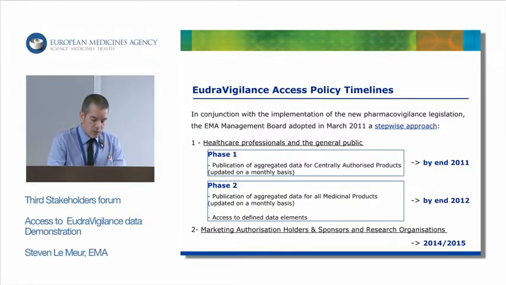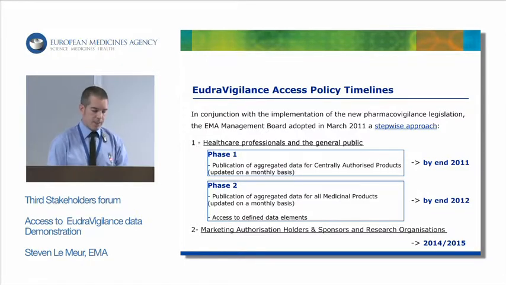I can just say a short word on step two, which is the implementation for marketing authorization holders, sponsors, and research organizations, who will have access to the data warehouse. Before access is granted, the system needs to pass an audit, and we also need to implement new ISO standards, so that explains why this timeline is in 2014-2015.